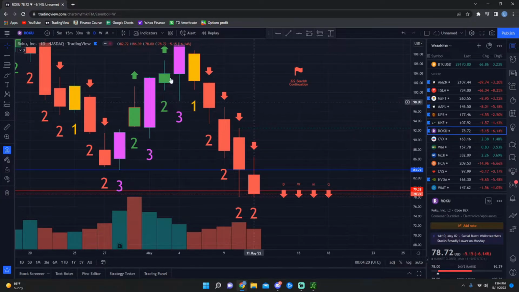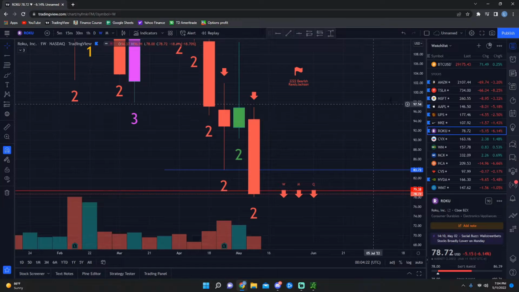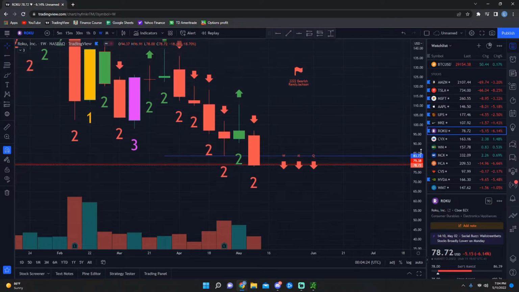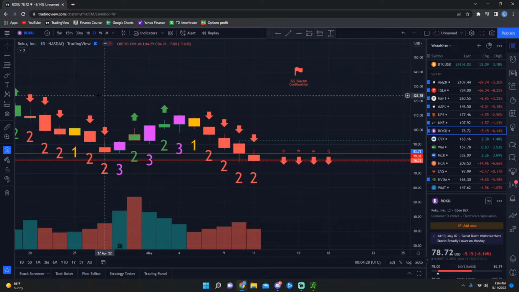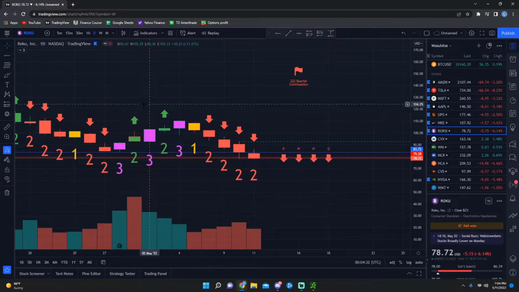Let's see. What else can I cover here? So, does anyone have any questions regarding the Strat? Like how I play breakouts, how I find the stocks I trade, any of that? Any questions on that? No? Okay.